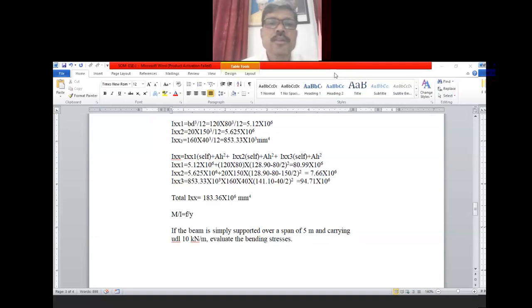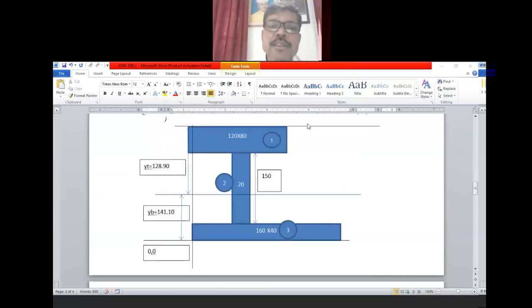So yesterday we saw how to calculate moment of inertia by the parallel axis theorem, as the beam is unsymmetrical, that is an unsymmetrical I section. We saw this diagram, and we distributed this into one, two, and third part. Total depth was 80, 150, and 40. So we have calculated y top and y bottom.